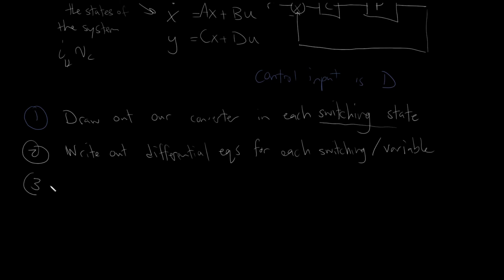Then what we're going to do is basically average and perturb it, and then linearize, right? And that is going to allow us to generate our state space model, our small signal model for the converter.